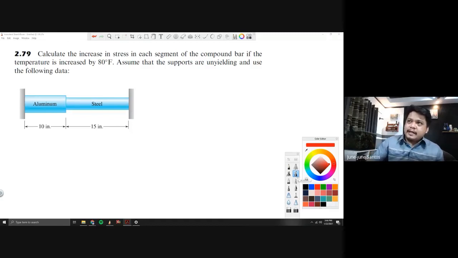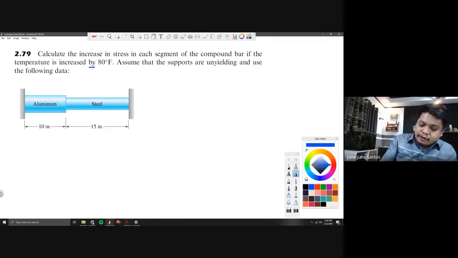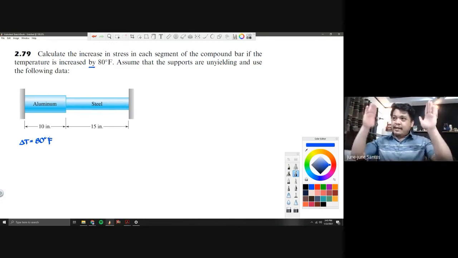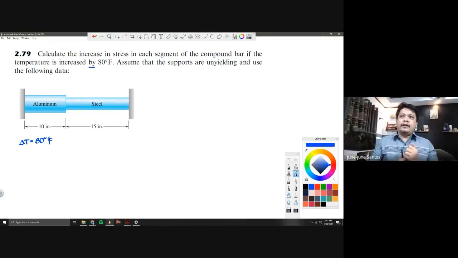Calculate the increase in stress in each segment of the compound bar if temperature is increased by. Okay? So, the word is by. So, in short, our delta T is automatically 80 degrees Fahrenheit. And it is an increase. Okay? So, assume that the supports are unyielding. Meaning, they do not move, and the following with the following data. Okay. Ah, the data is here. Okay. This is the data.